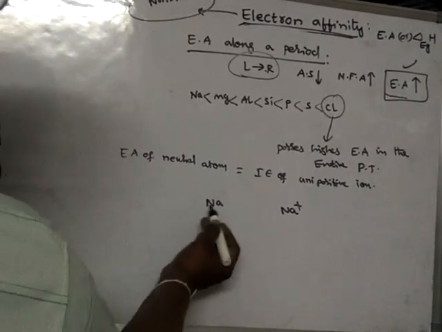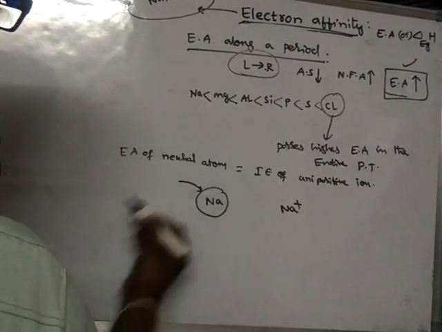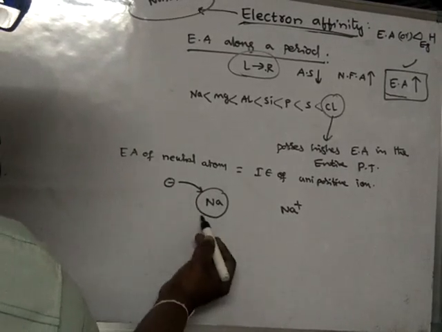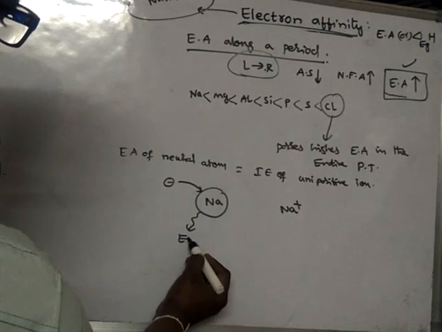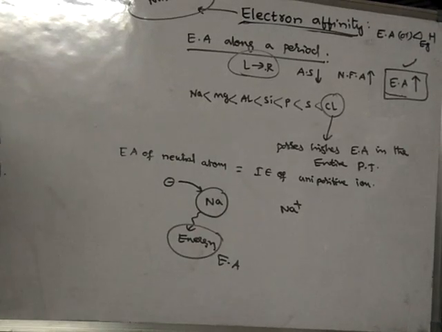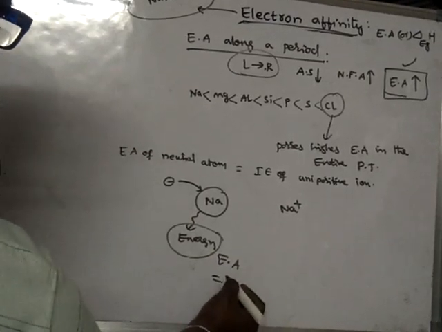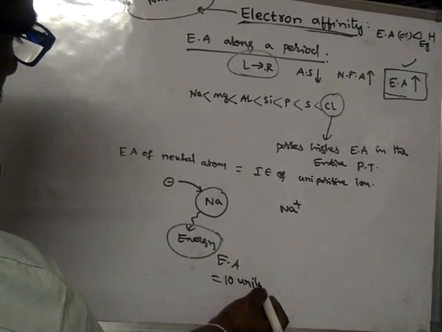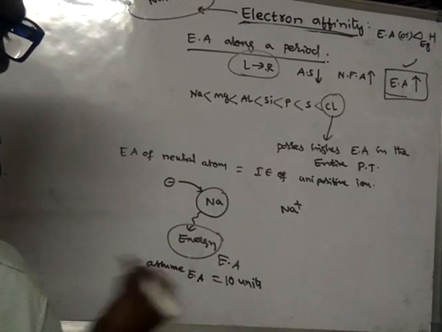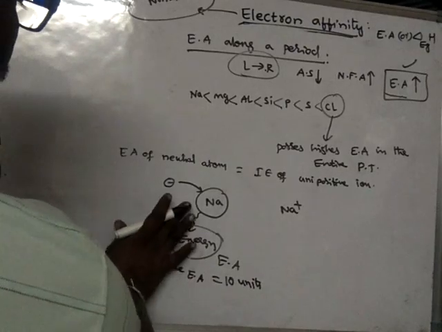Here, if you want to add one electron to Na, this atom will release some energy, and the energy lost by this atom is said to be electron affinity. By how much amount? For example, let us assume the lost energy is 10 units. Now just keep it aside.